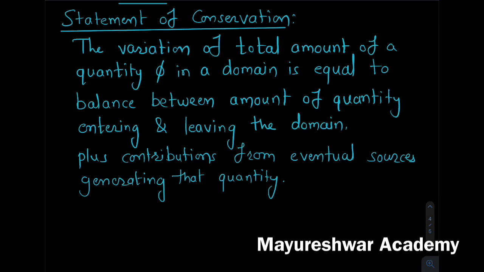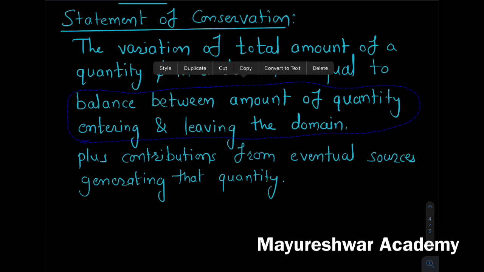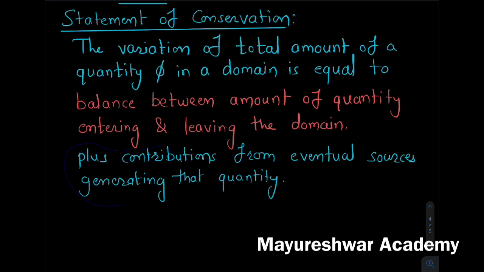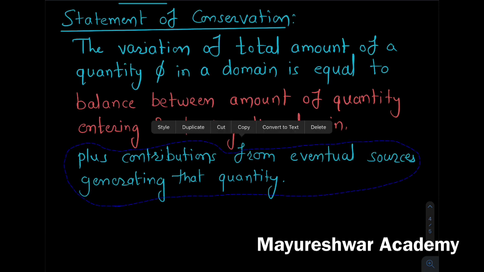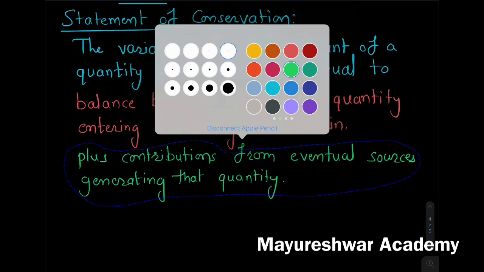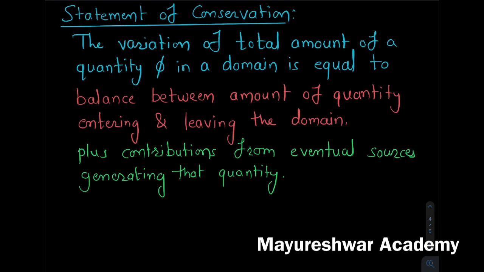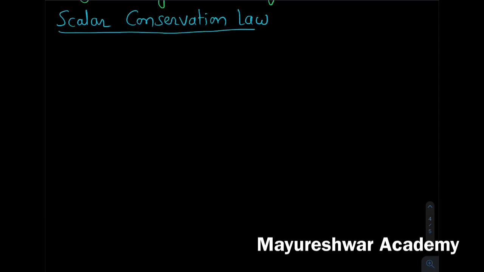So this is what it says: the variation of total amount of quantity phi in a domain is equal to the balance between the amount of quantity entering and leaving the domain plus contributions from eventual sources generating that quantity. So let us change the colors of these parts of the statement so that we can formulate the terms accordingly. So these are three terms, and we have divided the statement into three terms. So let us write down now the scalar conservation law by using those three parts.